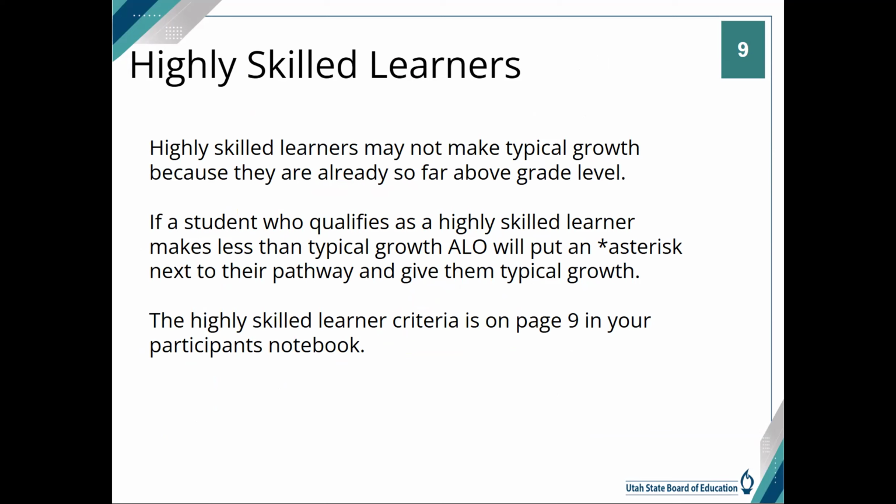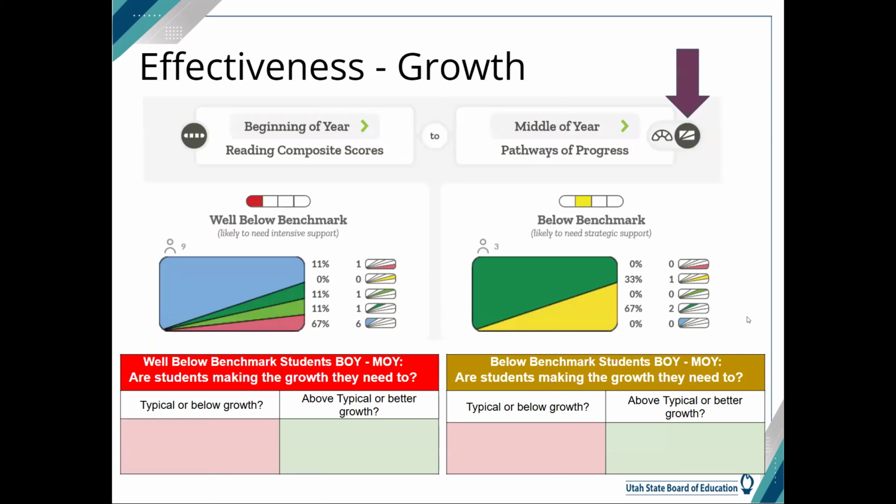So you're welcome to take a look at that and think about if you have any students that meet that criteria. But ALO will put an asterisk next to their pathway to indicate this was a student who did not make typical growth, but because they met that highly skilled learner criteria, they got typical growth.